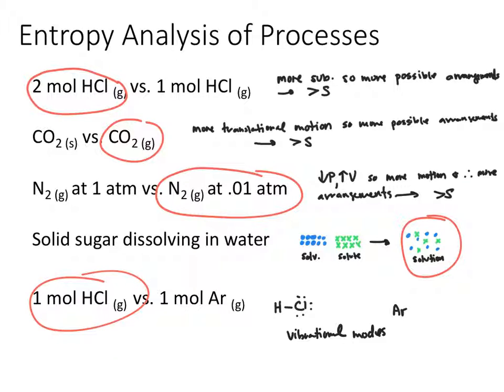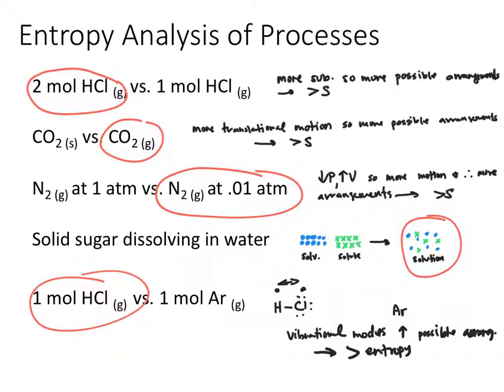Argon is able to move through space, it's able to rotate along an axis. However, it doesn't have any stretching frequencies because it doesn't have any bonds. Okay, so basically while this hydrogen can move back and forth relative to the chlorine, argon doesn't have that vibrational mode component. So the vibrational modes increase the possible arrangements. Okay. And that leads to greater entropy.